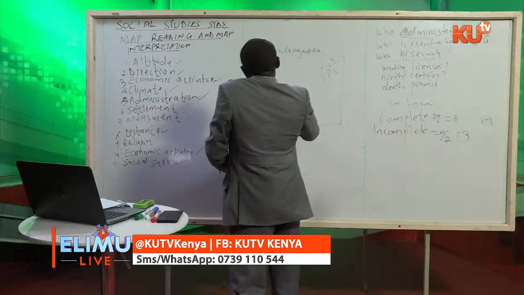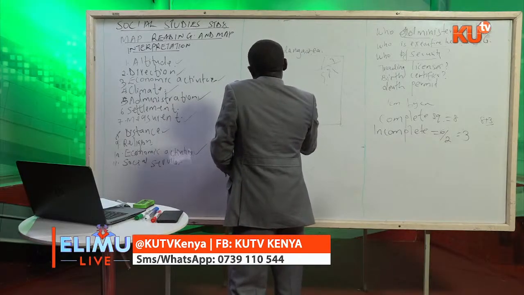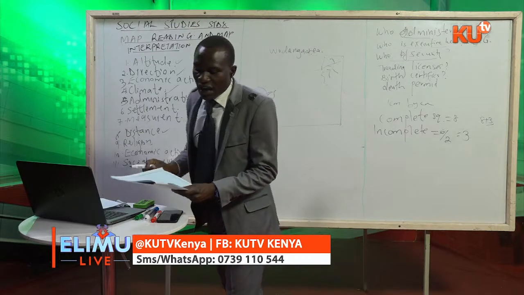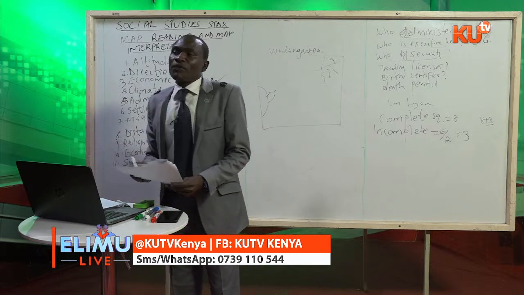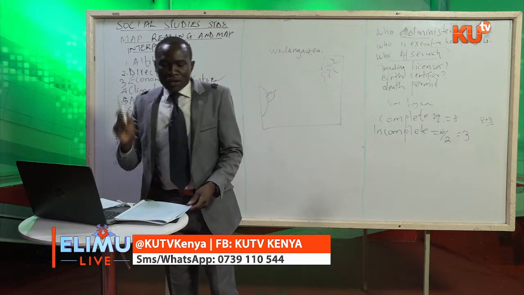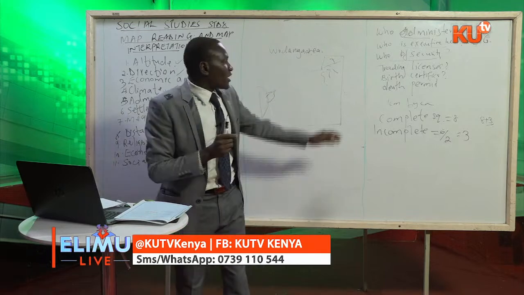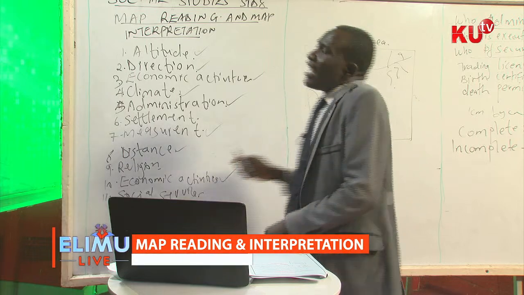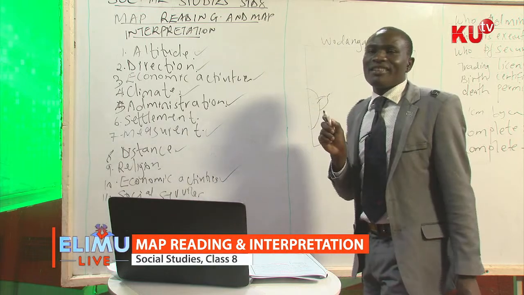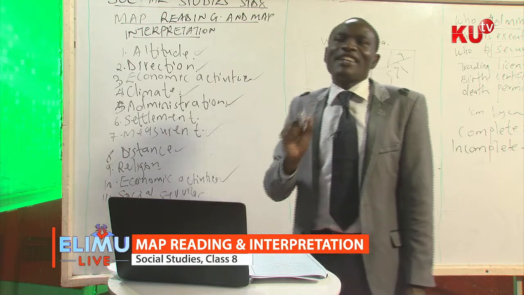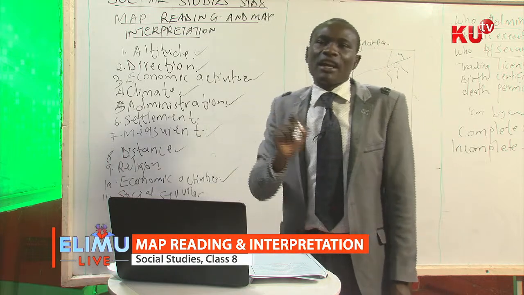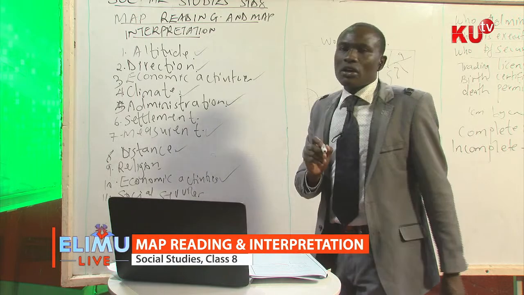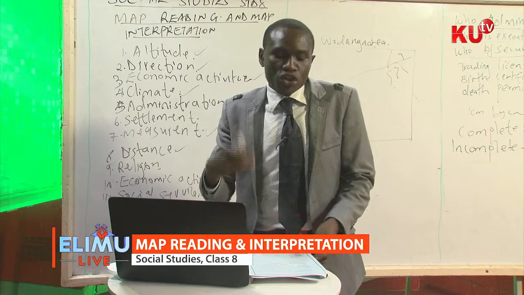Also, on physical features, you can be asked about the feature formed at the mouth of a river. Features formed at the mouth of a river is one of the areas that is most commonly examined. Now, if you see a river entering its mouth with one channel, how do we call that? Number two, a river entering its mouth with many channels, how do we call that?